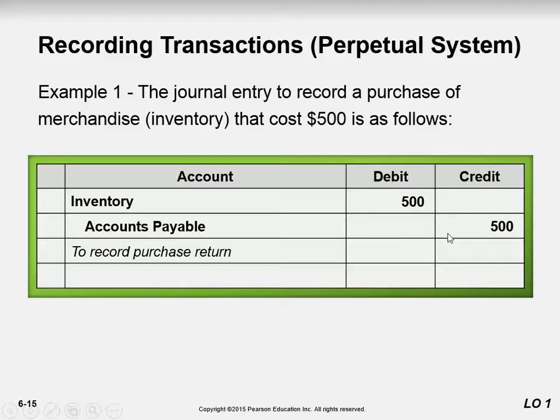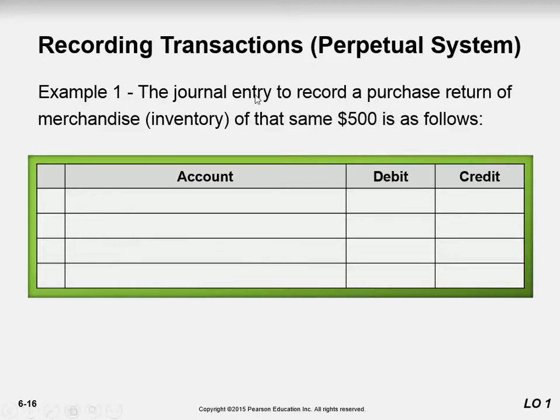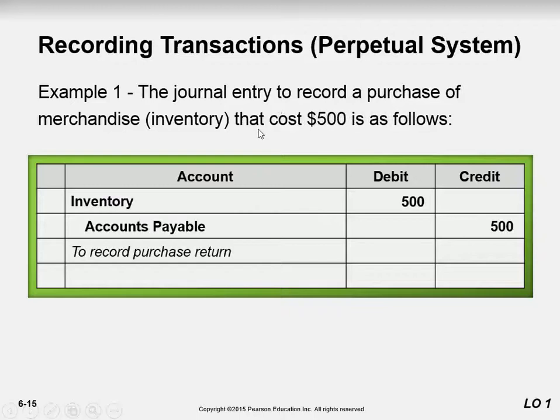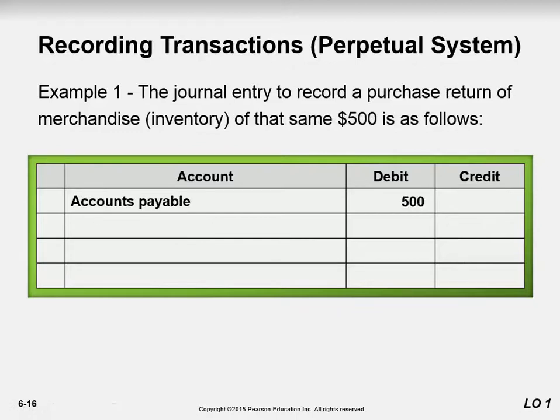Now, the second half of example one is where we return it. So here they have the journal entry to record a purchase return of that exact same merchandise. When we say the same merchandise, we're talking about this transaction right here of 500. Let's go ahead and return it. What you notice is that we reverse the exact entry under the perpetual inventory system. The perpetual inventory system hits the inventory account directly.